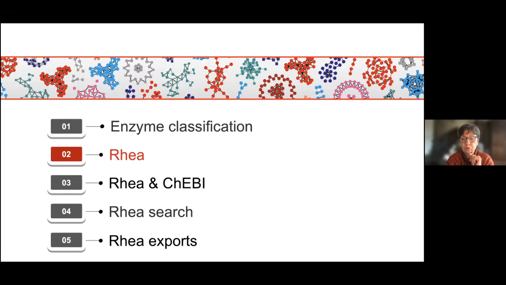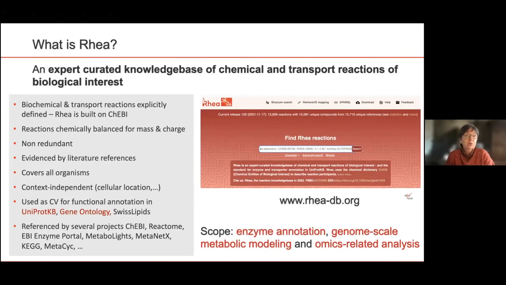Now let's go to Rhea, take a tour. So what is Rhea? Rhea is an expert curated knowledge base of chemical and transport reactions of biological interest. Rhea is built on ChEBI. All the reactions are chemically balanced for mass and charge. Rhea is non-redundant. It is evidenced by literature citation. It covers all organisms, so Rhea is organism agnostic. It's context independent, so we do not provide any information on cellular location, etc.